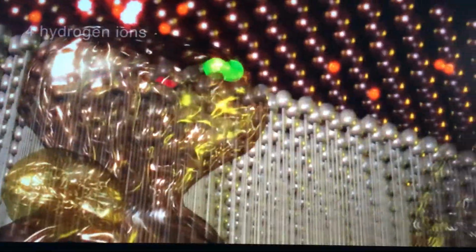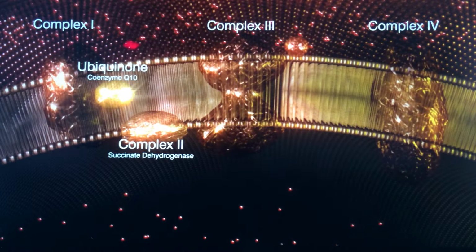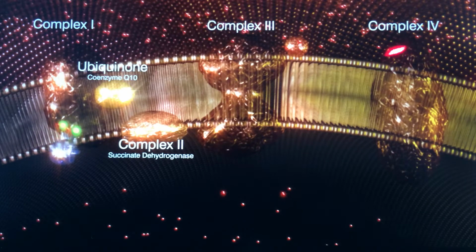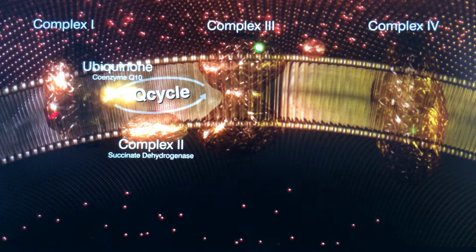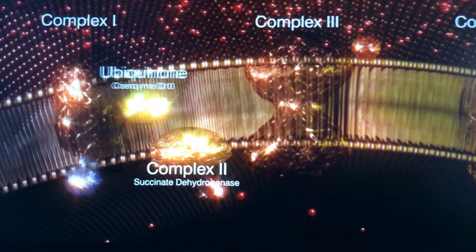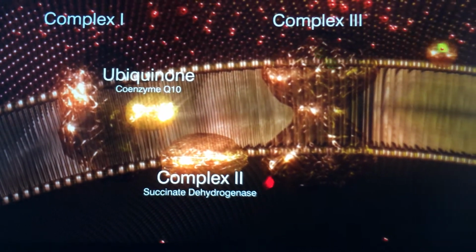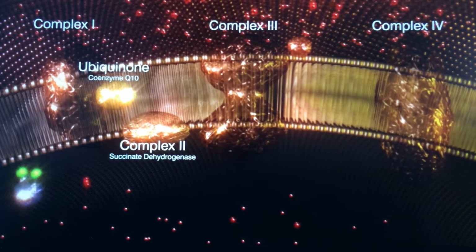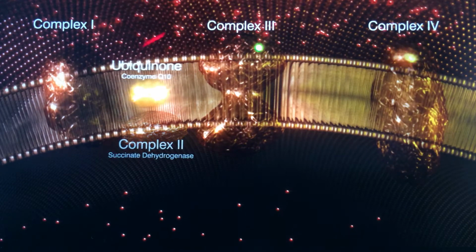This over here is ubiquinone. It is also known as the electron carrier. It transports electrons from one complex to another, namely complex 1 to complex 3. So you can see the overview here: complex 1, complex 2, complex 3, and complex 4. And this is ubiquinone, also known as coenzyme Q10. This shuttling of electrons between complex 1 and complex 3 is known as the Q cycle. Over here, complex 2, also known as succinate dehydrogenase, receives electrons from FADH2. But for the purpose of this presentation, we'll just focus on complex 1, 3, and 4.